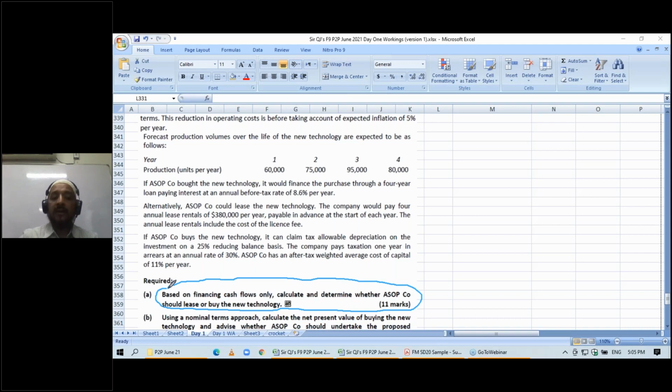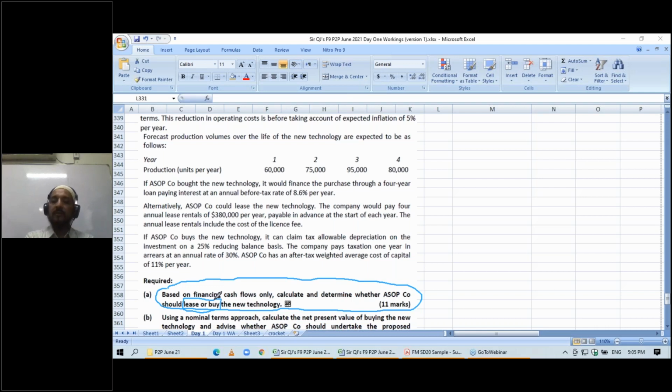So based on the financing cash flows only, calculate and determine whether ASOP company should lease or buy the new technology. So the question is, you have to decide whether to obtain this equipment on lease or to buy it. Now see what we have to do.